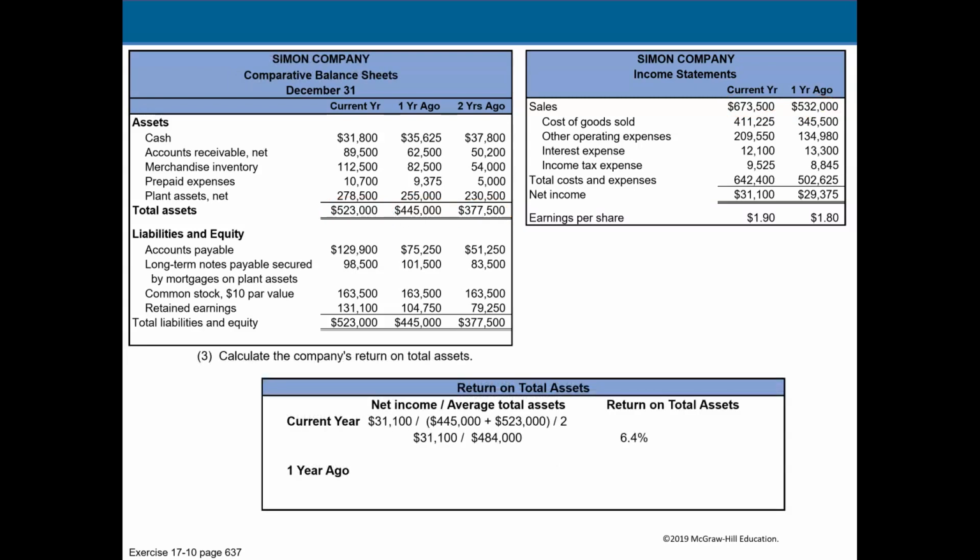Return on assets is net income divided by average total assets. Net income for the current year is $31,100. Average total assets will be 445 plus 523, and you divide by 2. Return on assets is 6.4%, and let's look at the previous year with 7.1%. You want a higher number so you get a higher return on your money from purchasing the assets.